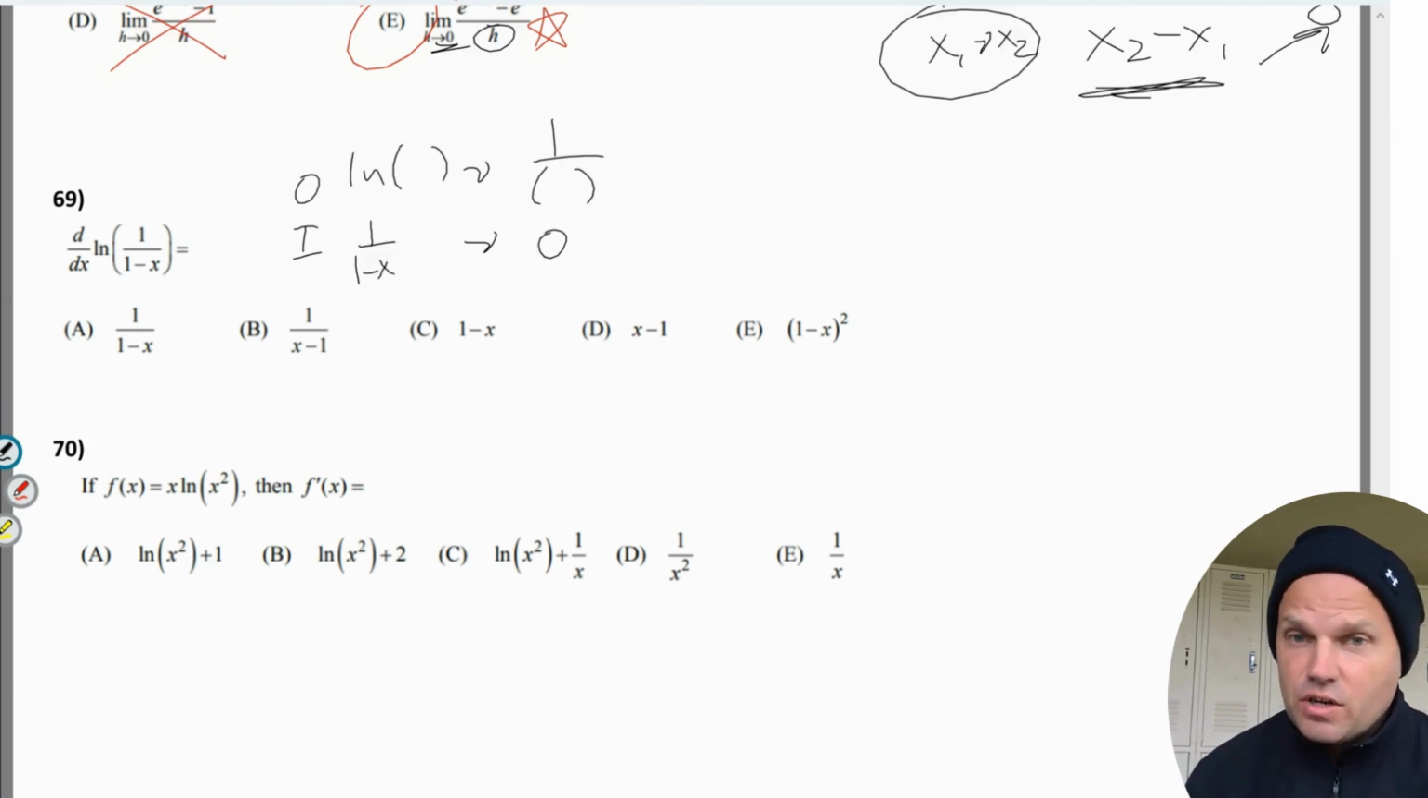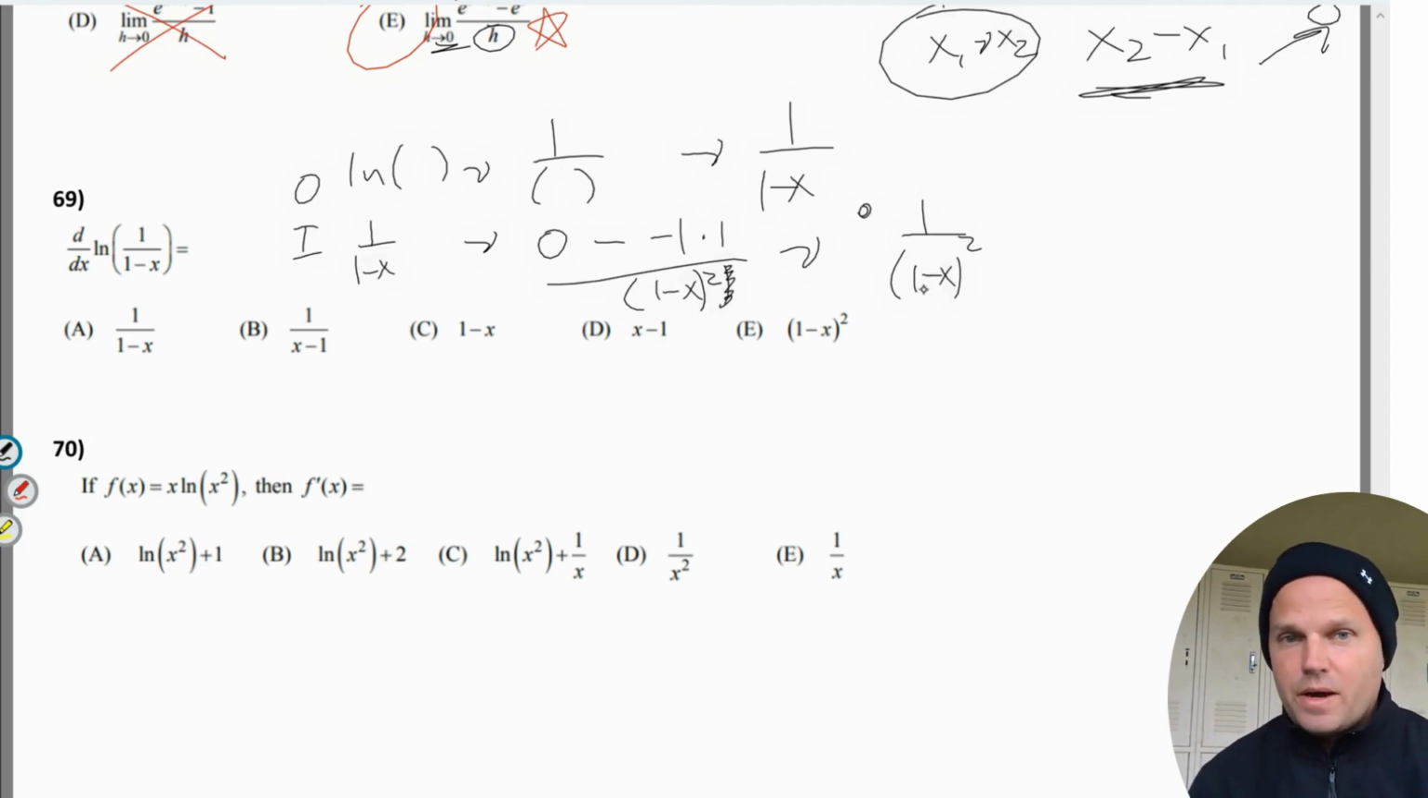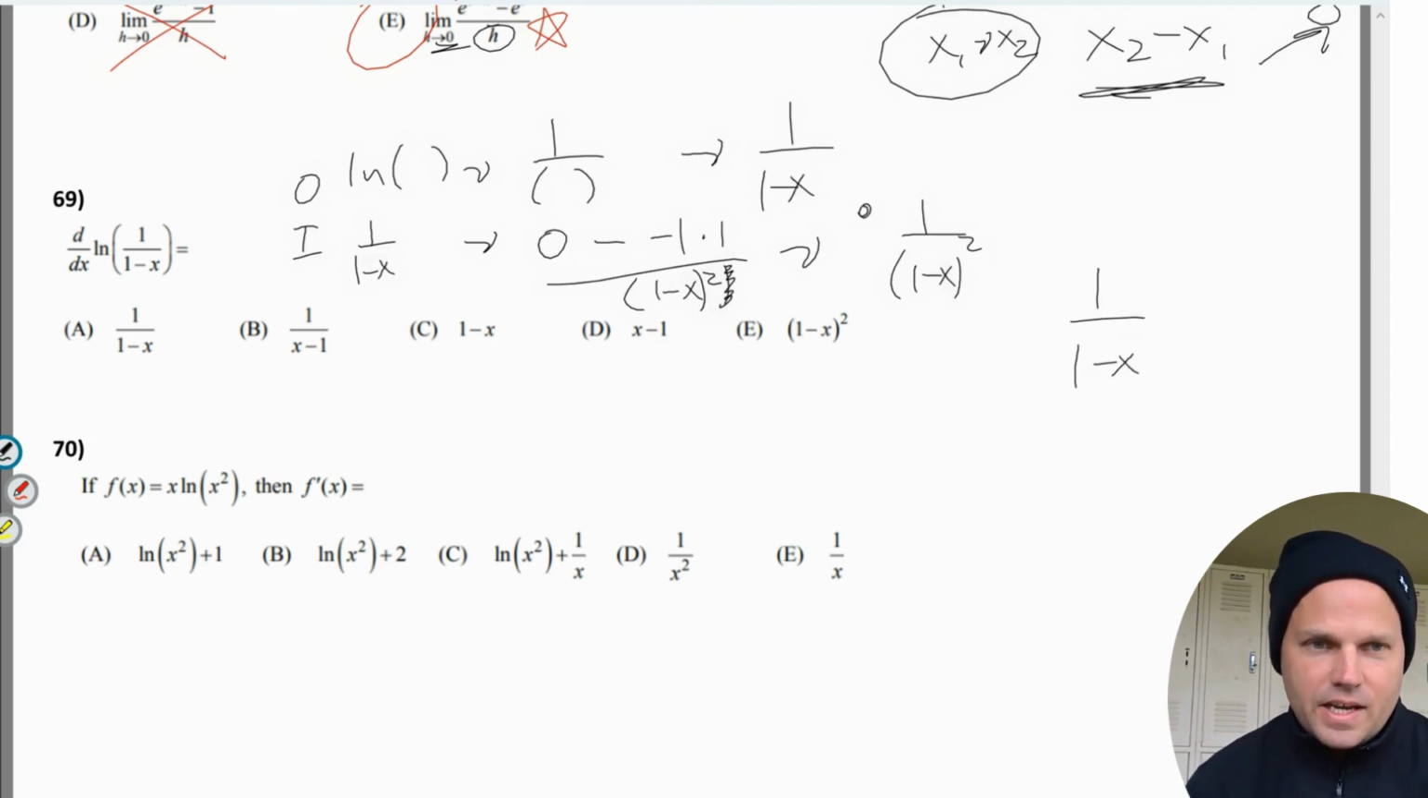Slopes of the top are 0 times the bottom, and don't care, minus the slopes of the bottom times the top, all over the bottom squared. So we get a minus a negative, so this is plus a positive. Sorry, that should be a 1 minus x squared like that. So we get 1 over 1 minus x times 1 over 1 minus x squared. If you have 1 over 1 minus x times 1 over 1 minus x squared, you'll have 1 over 1 minus x cubed.